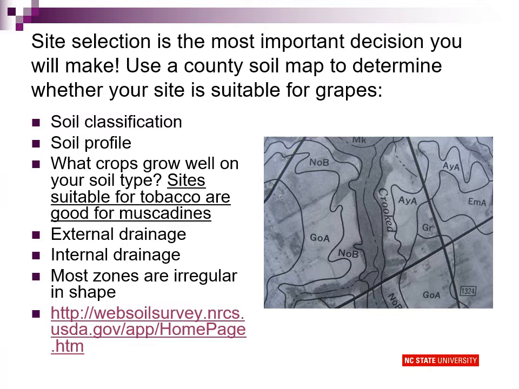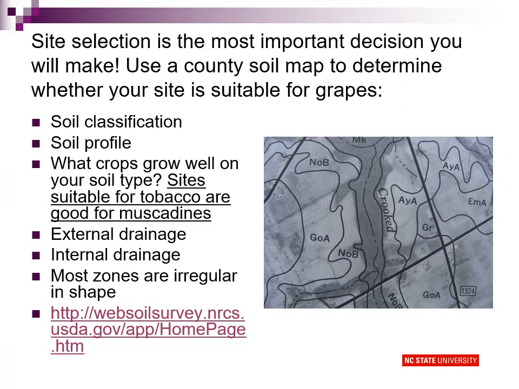First, site selection is the most important decision that you will make. Generally, sites that are suitable for tobacco are good for muscadine grape. We have a lot of experience with tobacco in North Carolina, but you need to look into the soil classification, the soil profile, and drainage.